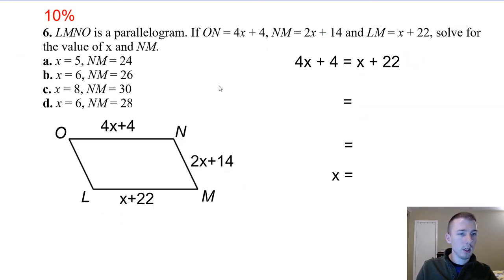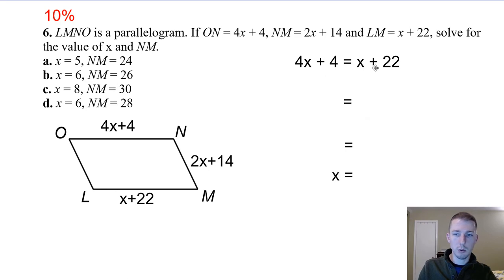Number 6, LMNO is a parallelogram. If ON, which is here, is 4x plus 4, NM is 2x plus 14, and LM is x plus 22, then solve for the value of x and NM. Well, the first thing is if this is a parallelogram, we know the opposite sides are parallel to each other, so we can set those two equal.